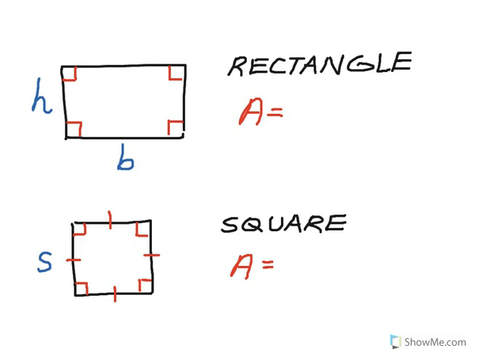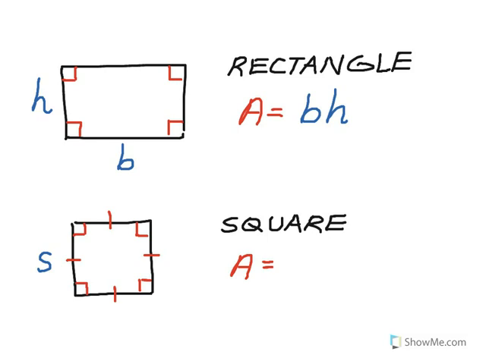Lesson 11.1 is about the areas of rectangles. The formula for the area of a rectangle is base times height. And it doesn't matter which is the base and which is the height. One dimension times the other. We can think of it as also length times width.